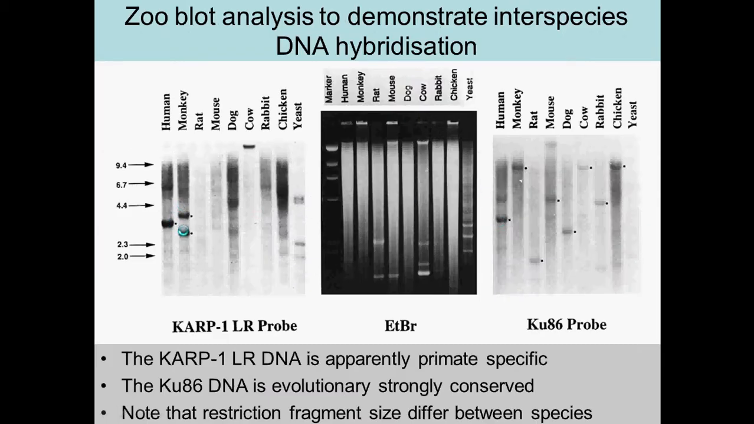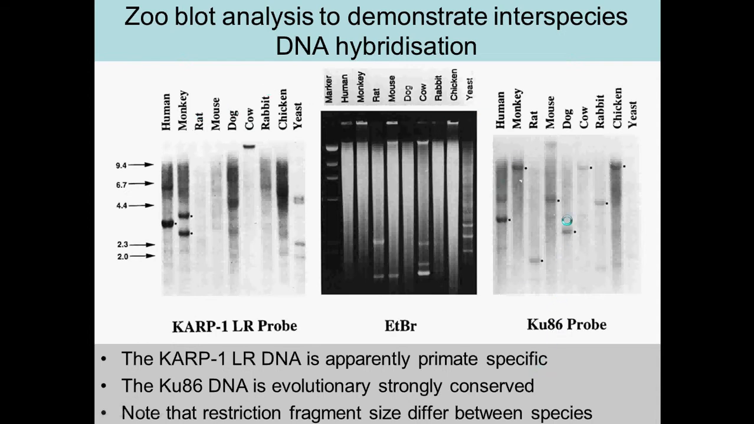And this one is looking to see if there are the same genes in different species. So you take a probe for, let's say, the CORP1LR gene. They cut up the DNA using restriction enzymes, and then they placed the probes. The probes found one CORP gene in humans and 2 copies of the CORP gene in monkeys, and they didn't find it in rat, mouse, dog, cow, rabbit, chicken, or yeast. So there's no CORP1LR gene in these.